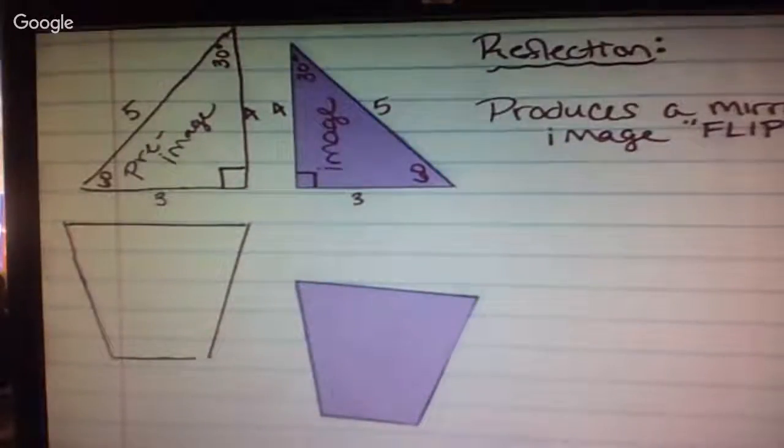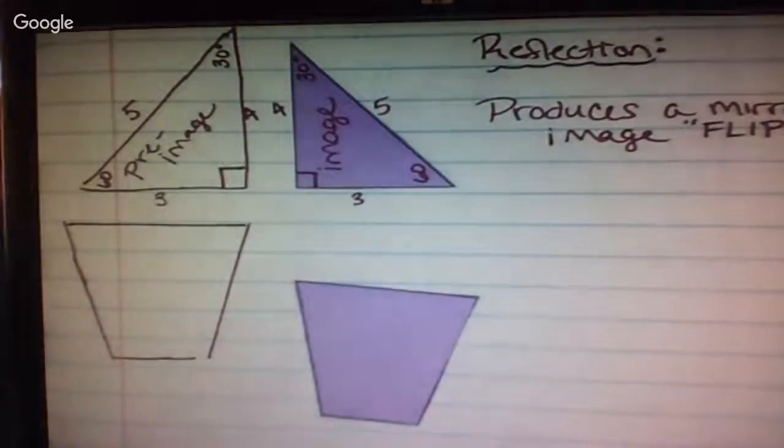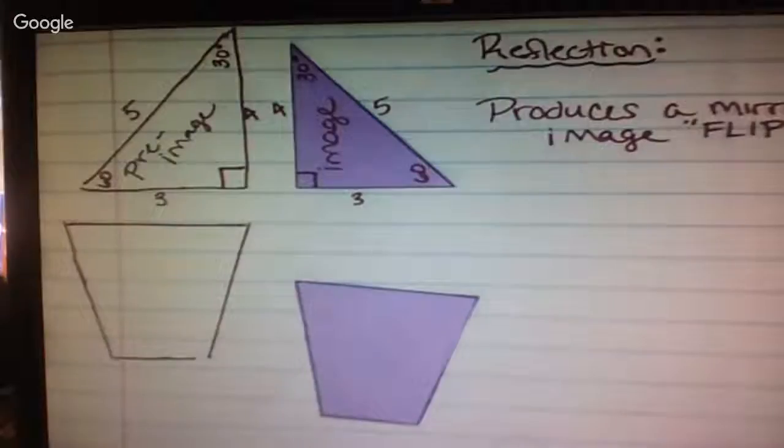No, just slide it. So what if I just put it to the side of it? That's fine. Okay? Your trapezoid. What kind of transformation is this? Slide. This one's actually going to be a slide. Okay? This is a slide.